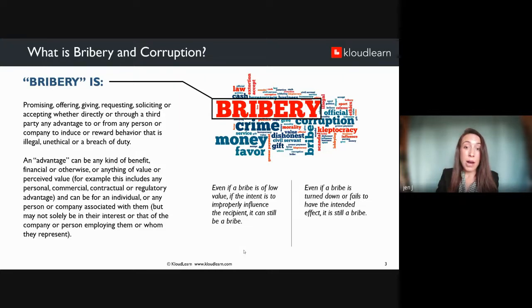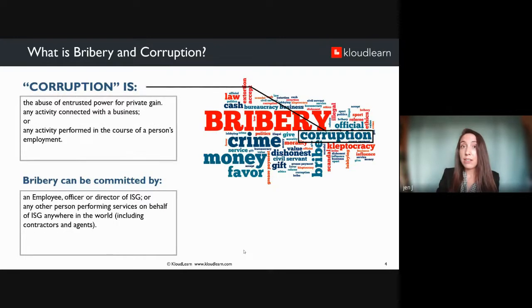Remember, even if a bribe is of low value, if the intent is to improperly influence the recipient, it can still be a bribe. Likewise, even if a bribe is turned down or fails to have the intended effect, it is still a bribe.